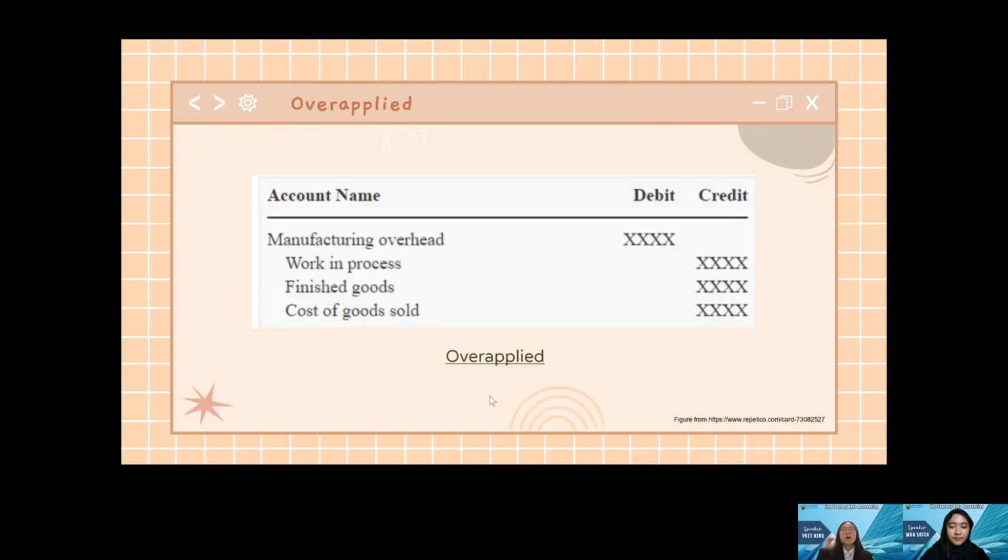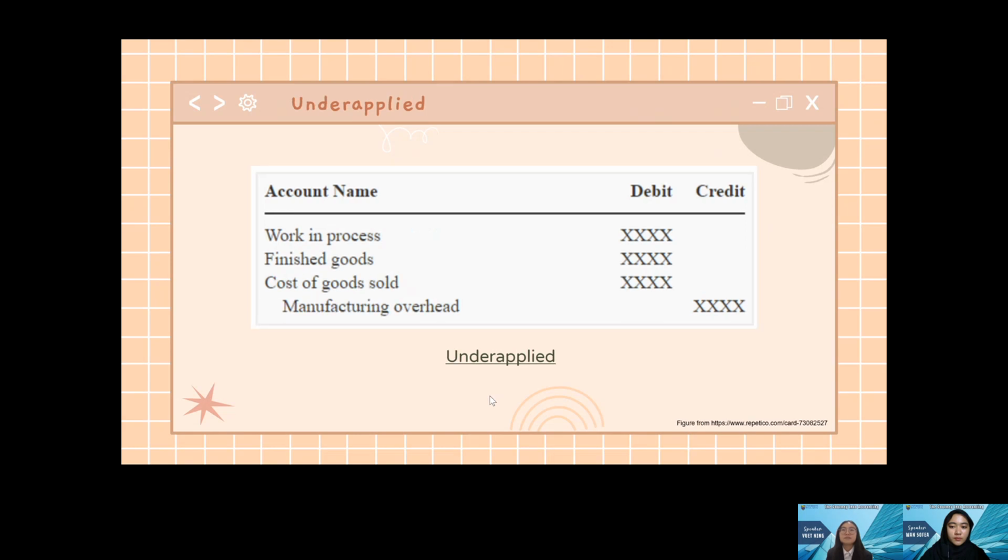So how do we record both situations? We will record this using the journal entry. For over-applied, we will debit manufacturing overhead, and credit work in process, finished goods, and cost of goods sold, which is COGS. Next slide, please. So for the under-applied, we will debit work in process, finished goods, cost of goods sold, which is COGS, and credit manufacturing overhead.